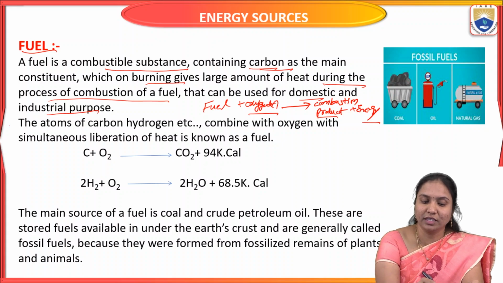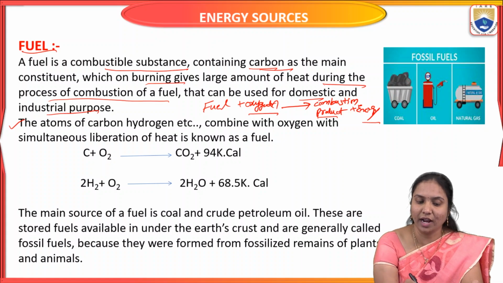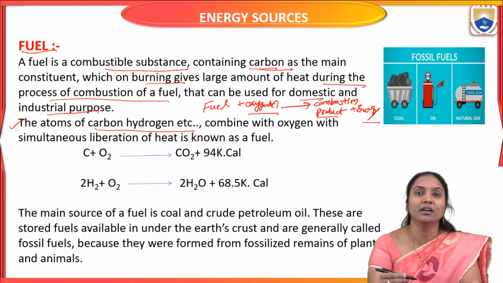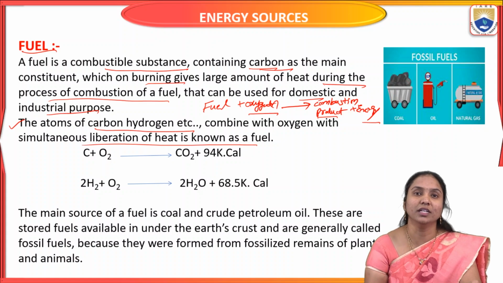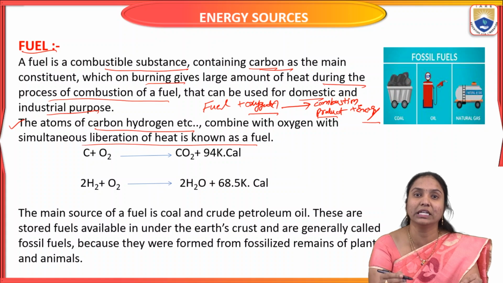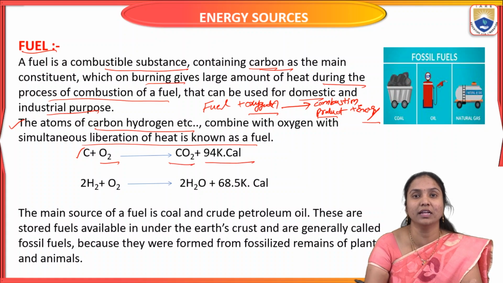If the fuel contains carbon, hydrogen or sulfur, any of these elements, the atoms of carbon, hydrogen, etc. combine with oxygen with simultaneous liberation of heat. If the fuel contains carbon, during burning in the presence of oxygen, carbon reacts with oxygen to produce carbon dioxide and releases 94 kilocalories of energy.